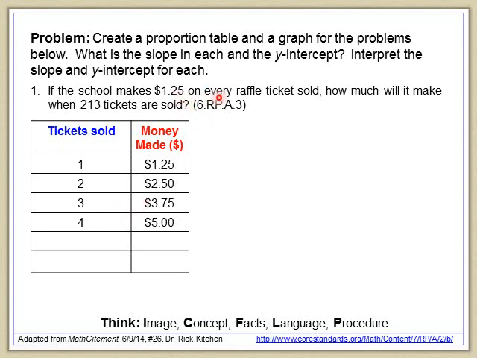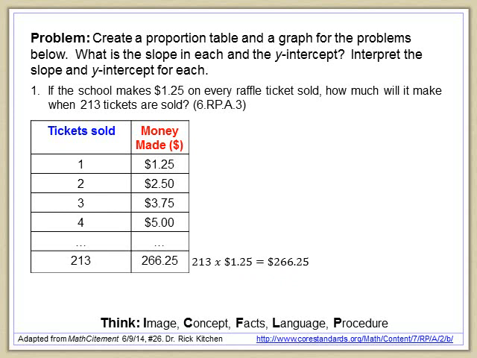Each ticket, on every means each. Every ticket is $1.25. If we have 3 of them, it's 3 times $1.25, which is $3.75. 4 tickets gives you 4 times $1.25, and therefore for 213 tickets, we can do it now rather than with adding. We can see that it's 213 tickets times $1.25 per ticket gives you $266.25, which is our answer.